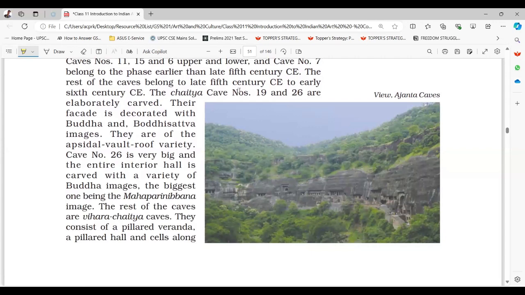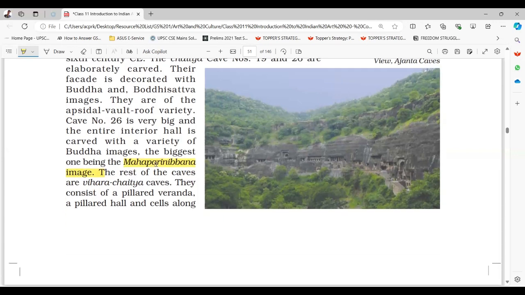The Chaitya caves number 19 and 26 are elaborately carved. Their facade is decorated with Buddha and Bodhisattva images. They are of the apsidal vault roof variety. Cave number 26 is very big, and the entire interior hall is carved with a variety of Buddha images, the biggest one being the Mahaparinirvana image. The rest of the caves are Vihara caves.